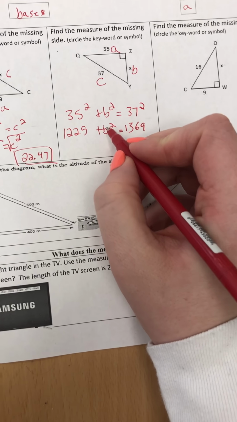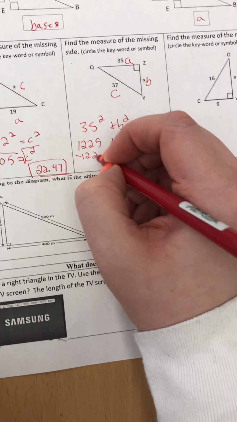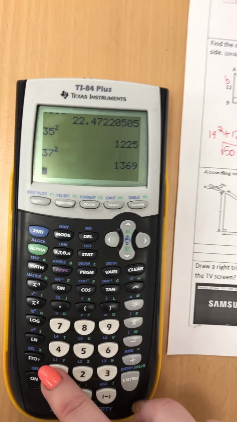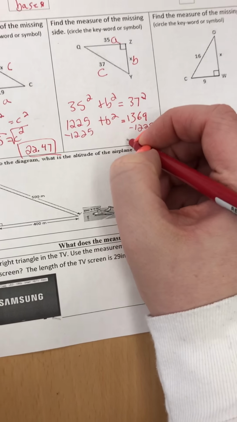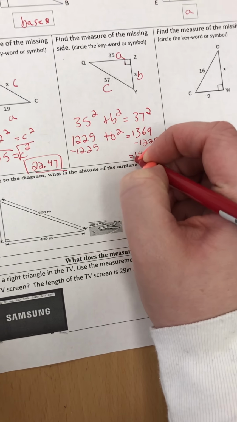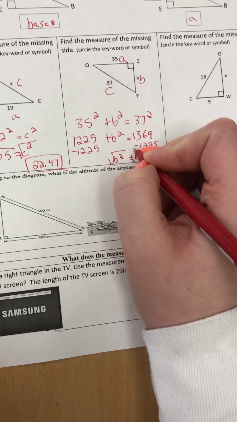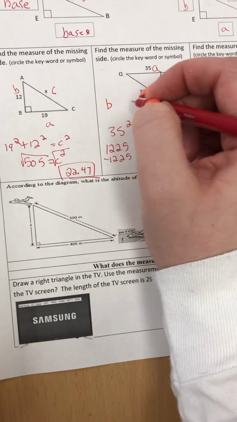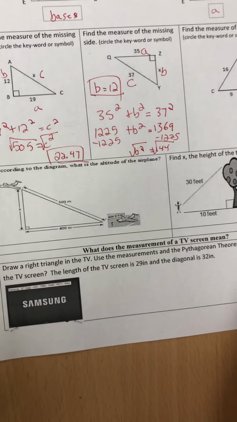So we know to get a variable alone, everything else has to go to the other side. So I'm going to subtract 1,225 from both sides. I got 144. So again, that's b squared, but we just want b, so I'm going to take the square root of both sides. I got 12. So that means b is equal to 12. So there's my missing side length.